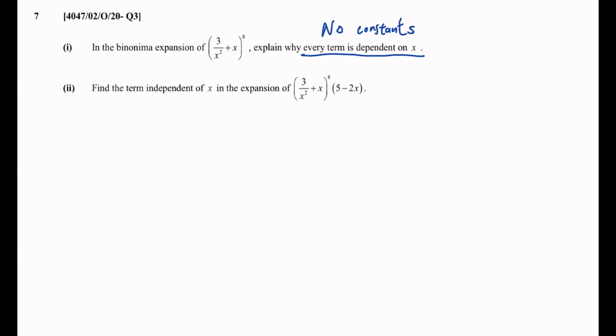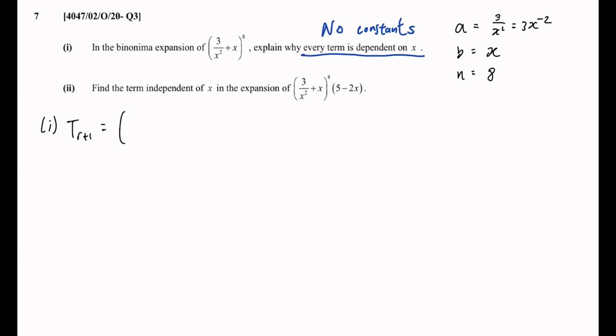Let's see. So very simple. You just use Tr plus 1. Now Tr plus 1 will be what? So first you must identify your A, your B, and your N. Can you tell me what's A? 3 over x squared. Simplify, it becomes 3 times x power -2. Okay, B will be x, N will be 8. Okay, good. Then we can use the formula.